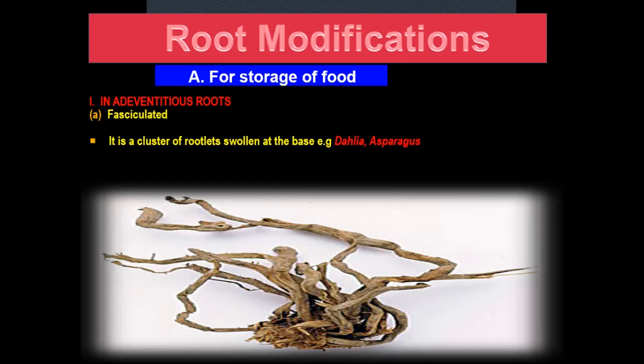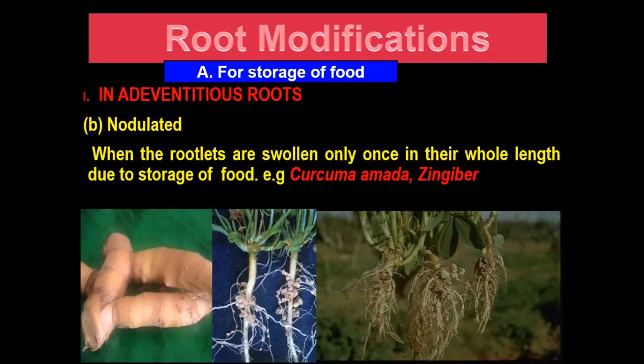Then fasciculated root. These roots are in a cluster from the base of the stem. For example, Dahlia, Asparagus. Then nodulose root. In this type of root, swelling occurs only near the tips. The nodules are present here. For example, Maranta arundinacea, arrowroot, Curcuma amada, mango ginger, and Curcuma longa, turmeric. So nodules are present, hence nodulose roots.